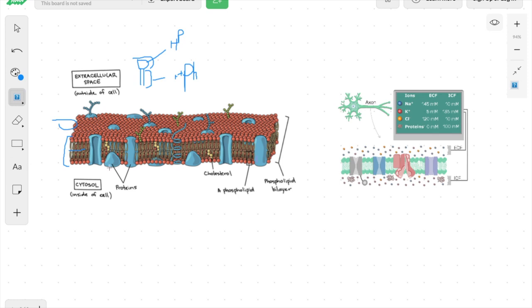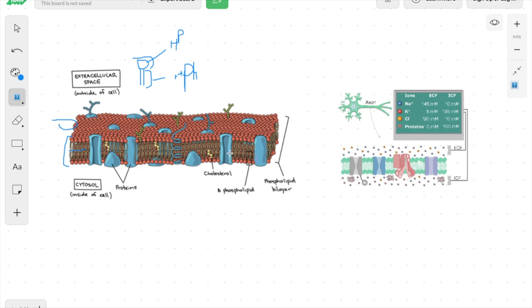The other important thing we have got is proteins. There are two types of proteins. We have divided them into integral or transport proteins, and peripheral proteins. So what are integral or transport proteins? Integral or transport proteins are those proteins which protrude all the way through the cell membrane, from one side to the other. You can see this one protrudes all the way to the other side.